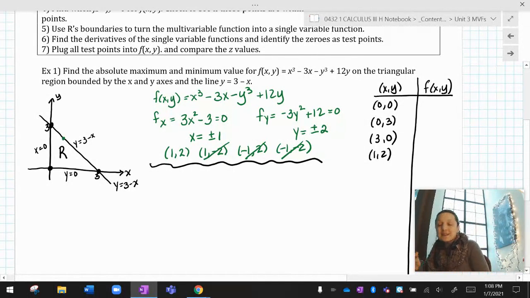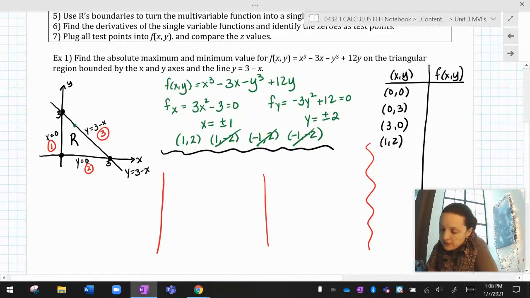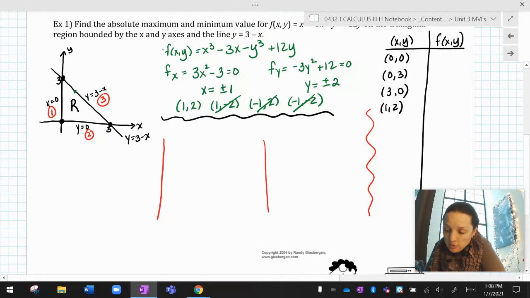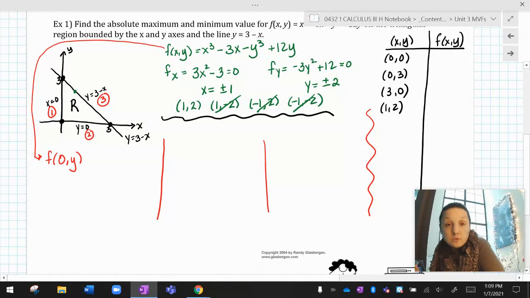Now I'm going to test the edges specifically. I have 3 edges, 1, 2, and 3. I am going to test all 3 separately. I'm going to move this over a little bit because I want to keep space for my test area. All right, boundary number 1 is the boundary x equals 0. So I'm going to use the original function and do f of 0, y, because if x equals 0, I'm replacing the x with a 0. And f of 0, y means the x portion of this equation would disappear. And I would just have negative y cubed plus 12y.